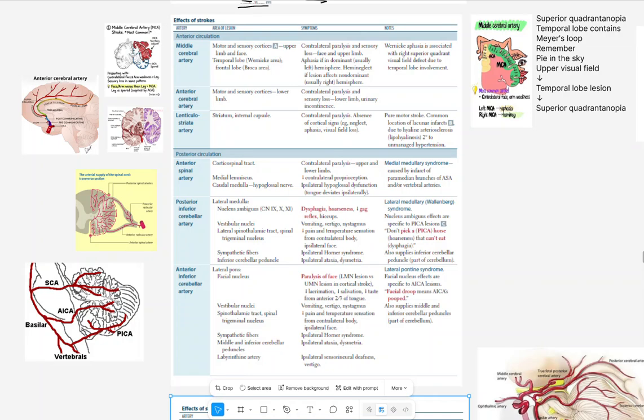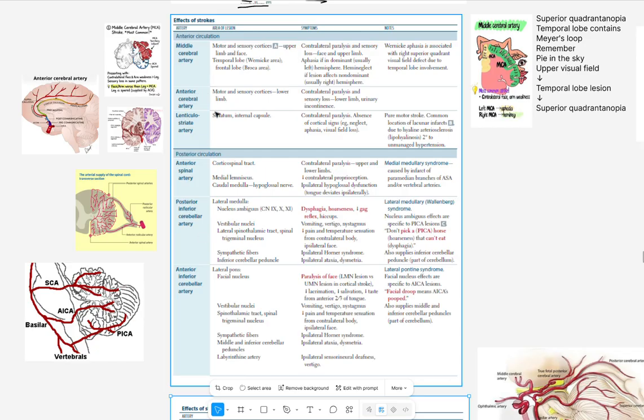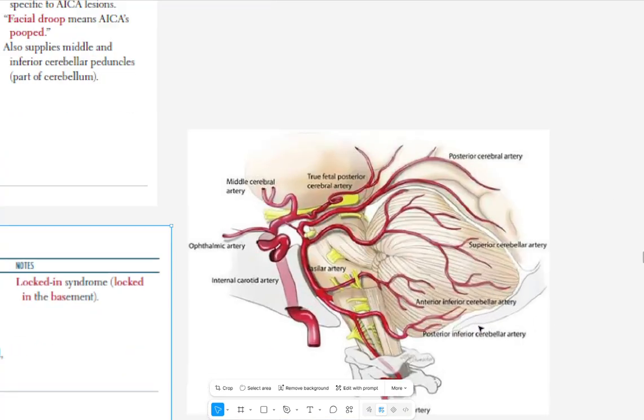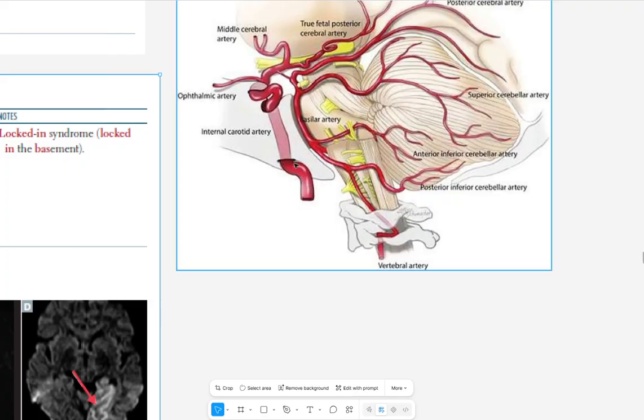All right, so we'll now view the strokes according to their blood supply. When we talk about the brain, we actually talk about two kinds of blood supplies. There's an anterior blood supply and there's a posterior blood supply. So there's basically an anterior circulation and a posterior circulation. The anterior circulation mainly comes from the carotid circulation, and the posterior circulation mainly comes from the vertebral or basilar circulation.